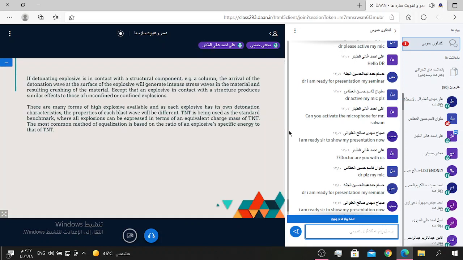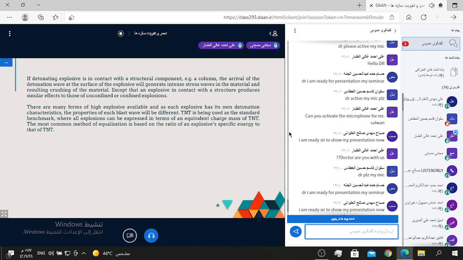Okay, doctor. If a detonating explosive is in contact with a structural component, for example, a column, the arrival of the detonation wave at the surface of the explosive will generate intense stress waves in the material and resulting crushing of the material. Expect that an explosive in contact with a structure produces similar effects to those of unconfined or confined explosions. There are many forms of high explosive available, and as each explosive has its own detonation characteristics, the properties of each blast wave will be different.